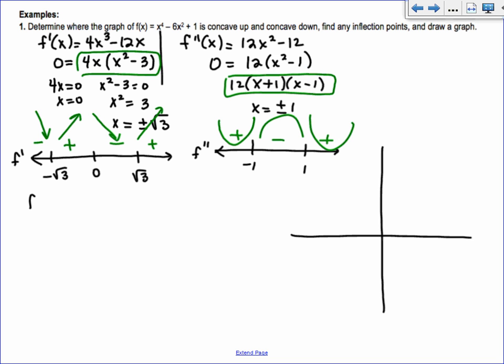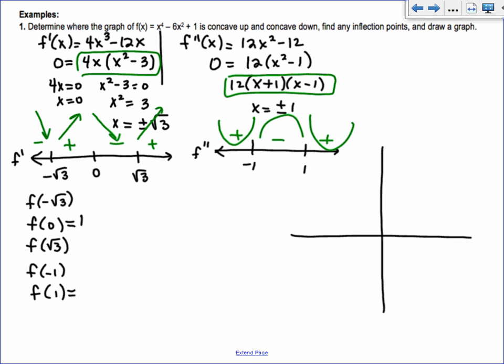All right, so let's find these important values. So let's find f of negative square root of 3, f of 0, f of square root of 3. And we're also going to find the other ones, f of negative 1 and f of 1. Those are going to be our inflection points. So let's do the 0 one first. That's always the easiest. I get 1.